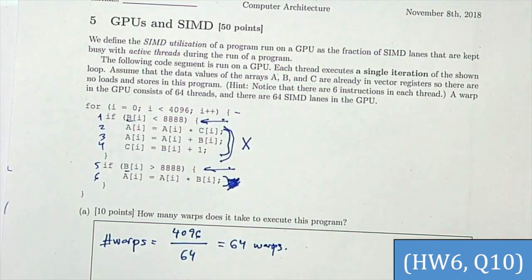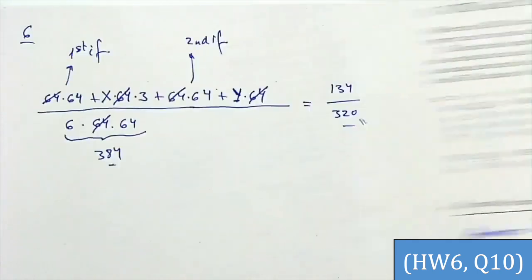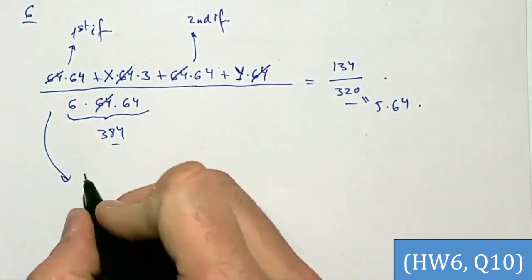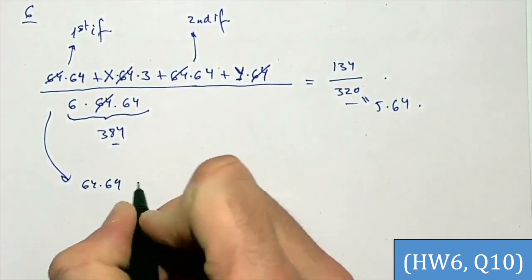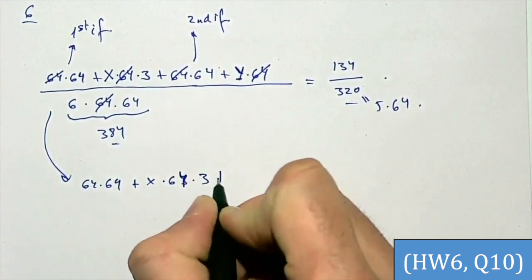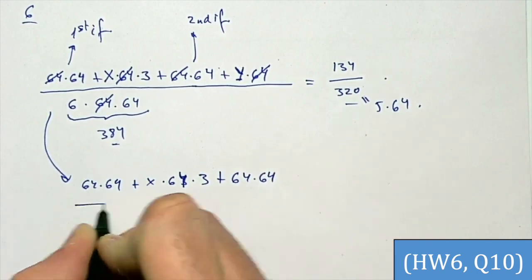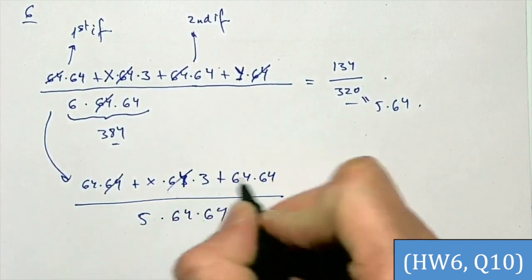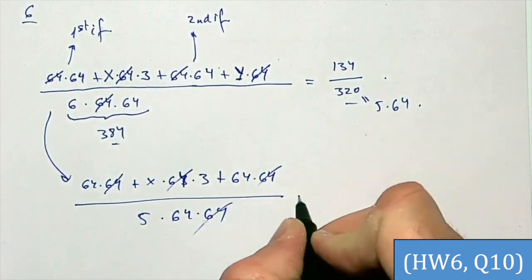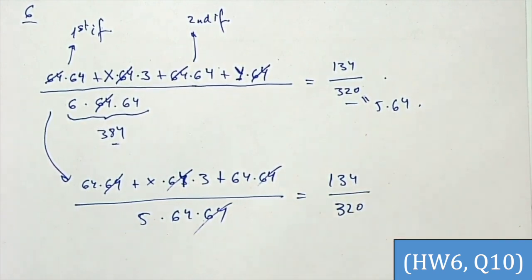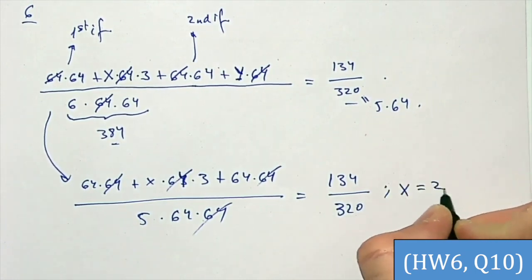The number of threads that execute these 3. So what I need to do here is to somehow rewrite this expression for only 5 instructions. This is 64 times 3 plus 64 times 64 divided by 5, 64 times 64. And again, I get rid of this 64, and this is equal to this. And from here, you will find that X is equal to.